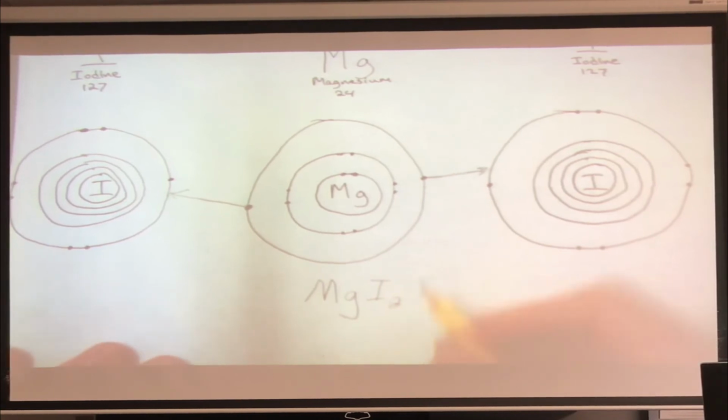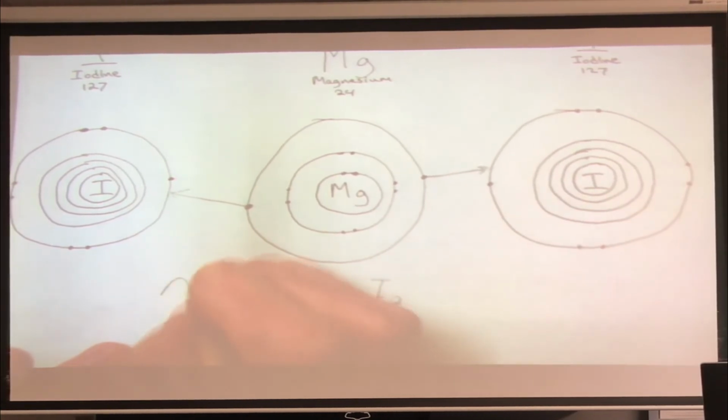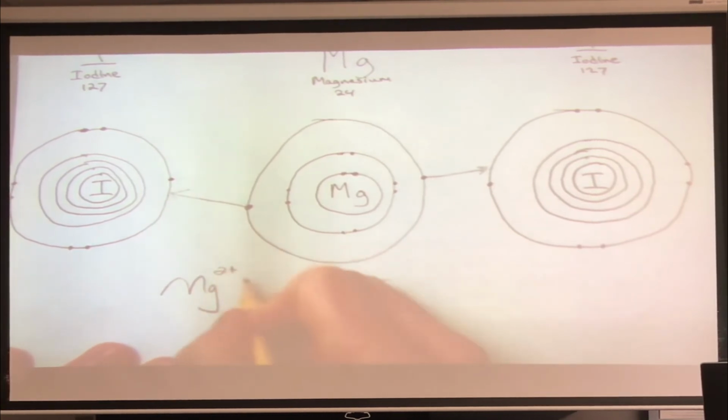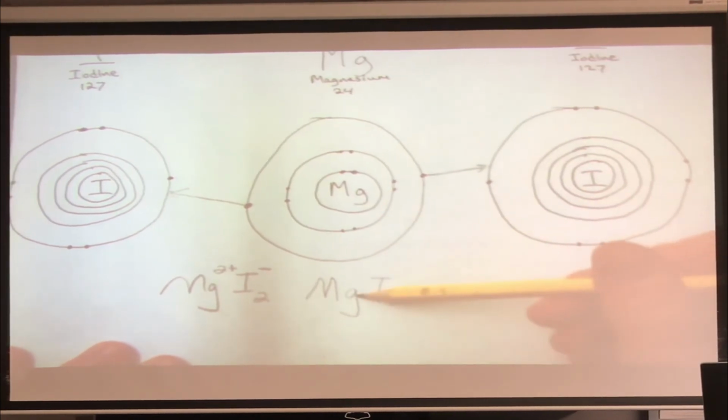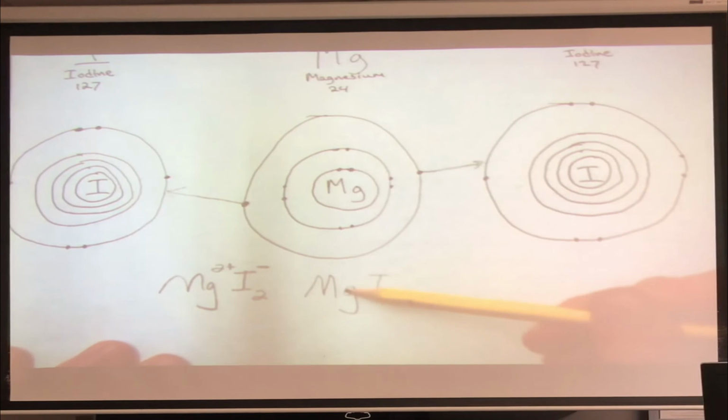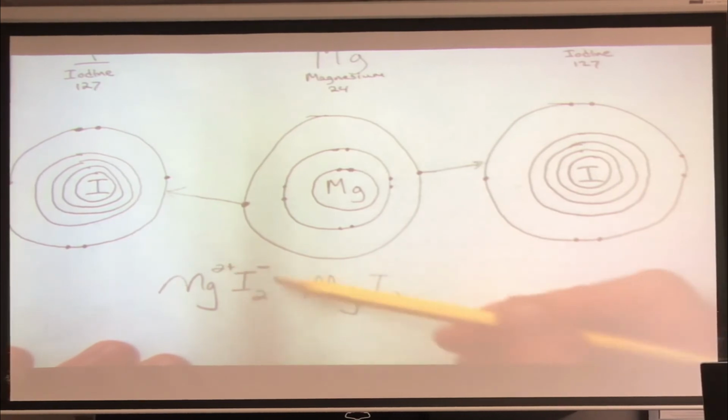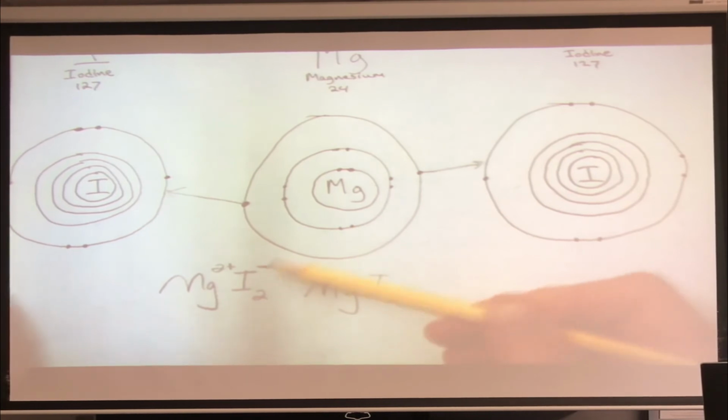Since magnesium lost 2 electrons, it has a positive 2 charge, and each of the iodine atoms gained 1 electron, so they have a negative charge. So here we go: magnesium iodide. Again, there are 2 atoms of iodine. Magnesium lost its 2 electrons, and each of the iodine atoms gained an electron. All happy campers with that full valence shell.